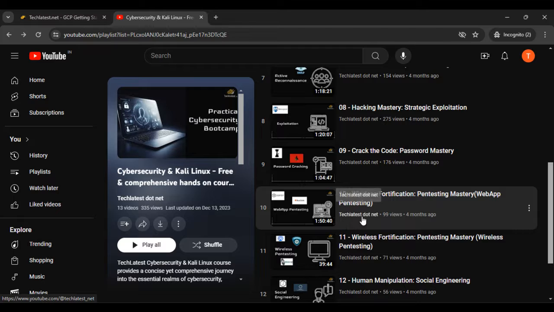Okay, so you find all the detailed things here about all the tools. We will guide you in detail about all the tools, like how you use these tools and other things.